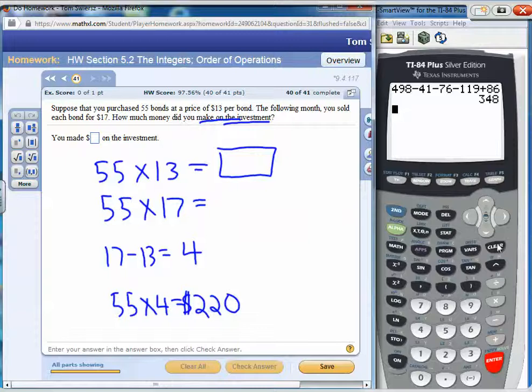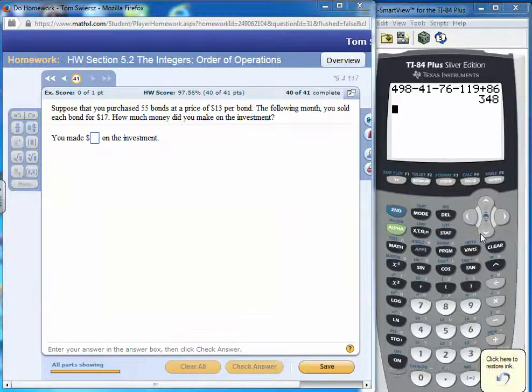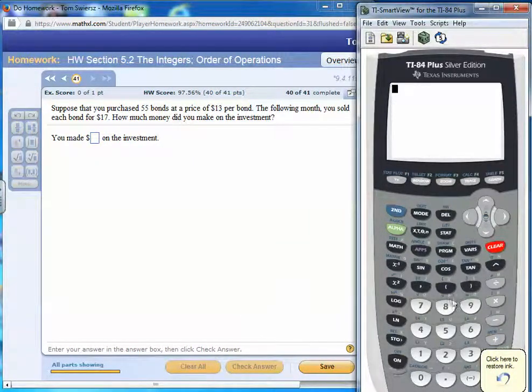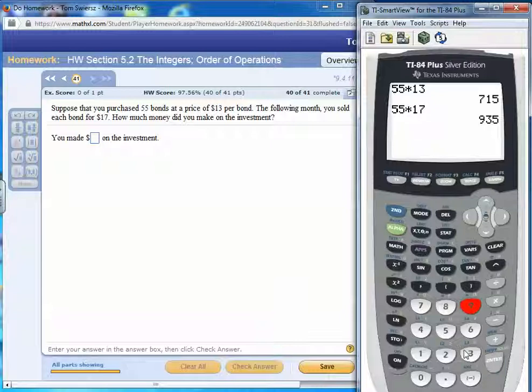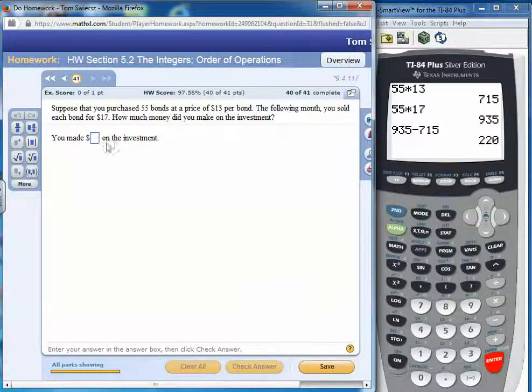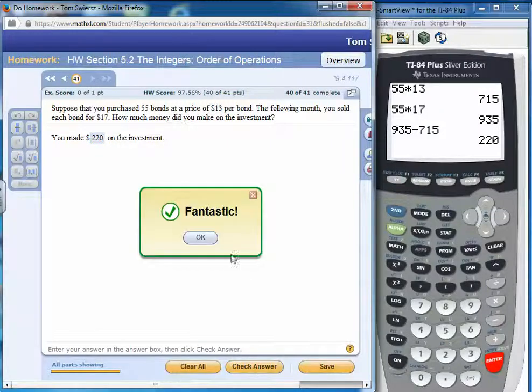Either way is correct. The first way I was explaining is she paid 55 times 13, so she spent $715. She sold all 55 for $17 apiece, so there's that answer. So again, she made $935. She bought it for $715, so the difference is $220, which represents how much money she made on her investment.